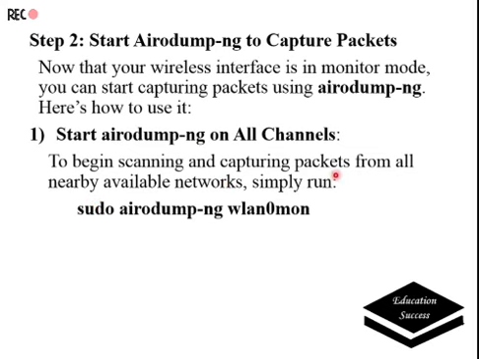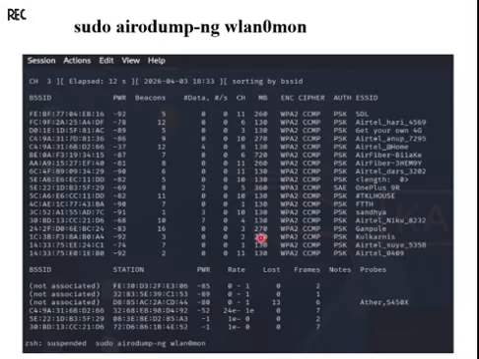So start Airodump-ng on all channels. To begin the scanning and capturing packets from all nearby available networks, we run the command sudo airodump-ng WLAN 0 mon. Keep in mind here we have to set WLAN 0 mon, not only WLAN 0. So the command is sudo airodump-ng WLAN 0 mon. Once we run this command, it will show me all available networks as shown in this figure.